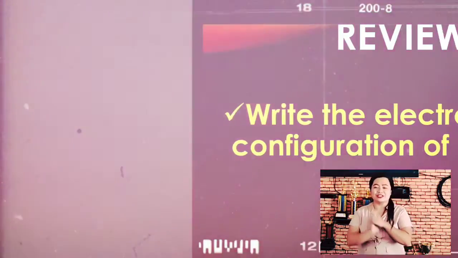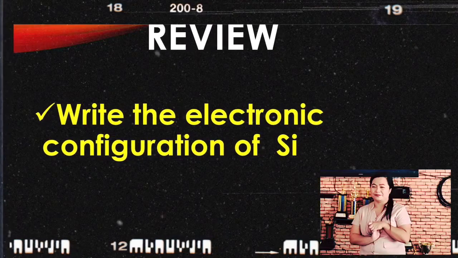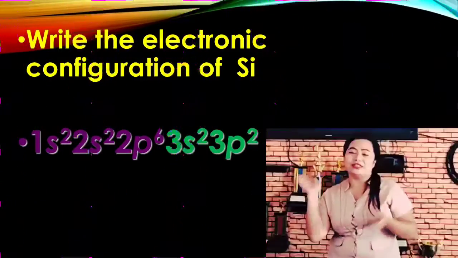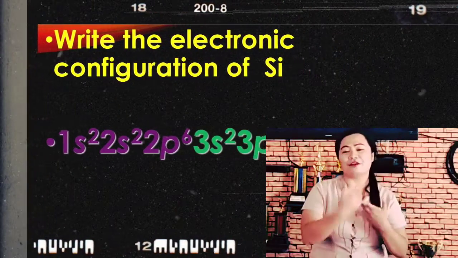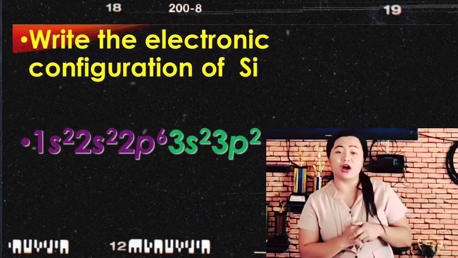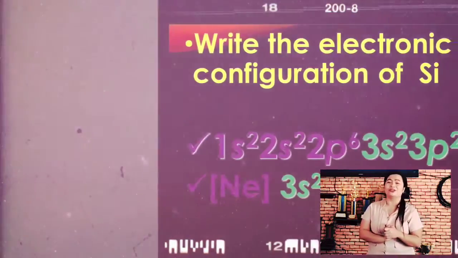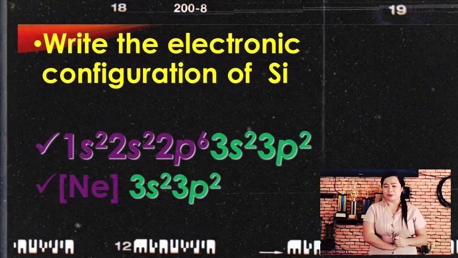Write down the electronic configuration of silicon. Okay, if you wrote the long method, that is correct. However, we have another way of writing it, what we call the noble gas or the shortened method. And if you write it this way, that is also correct. Okay, are you ready for our new topic?